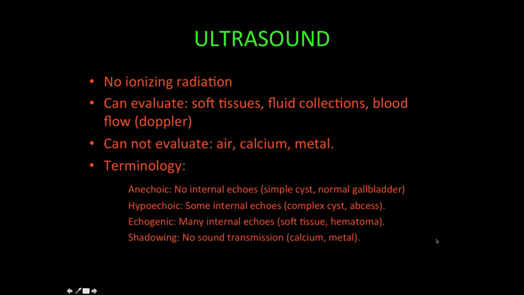Now you should remember shadowing is something that happens when there's no transmission of sound. The sound drops, and beyond that there's no echo. So calcium is an example, metal, air. Enhanced transmission, that's what happens when the ultrasound waves go through a fluid medium and the sound echoes are enhanced beyond it. That's called increased echoes or enhanced through transmission.